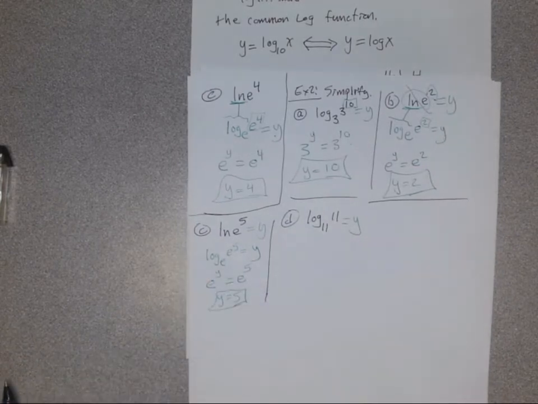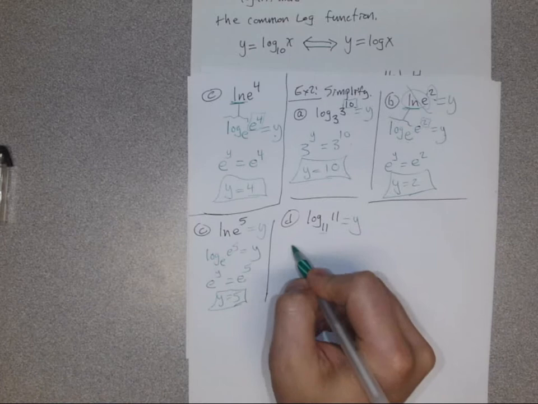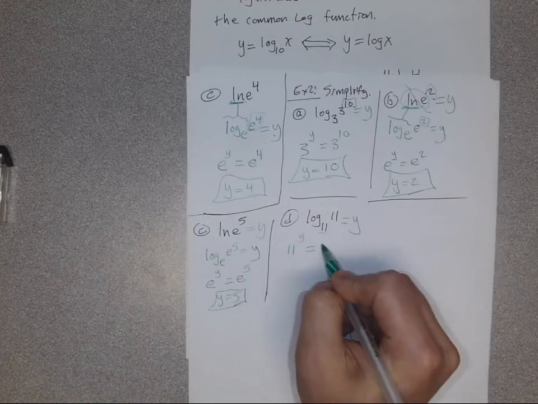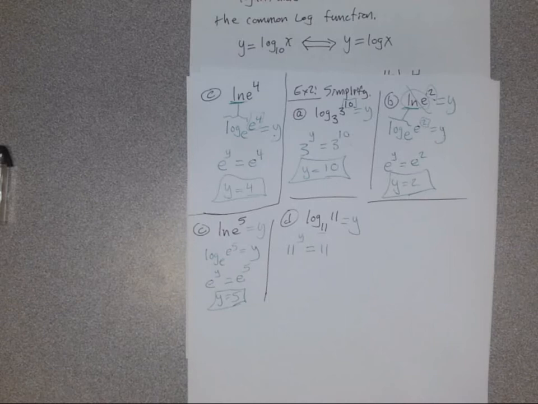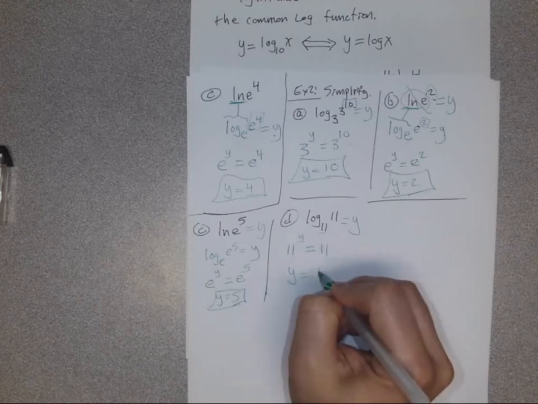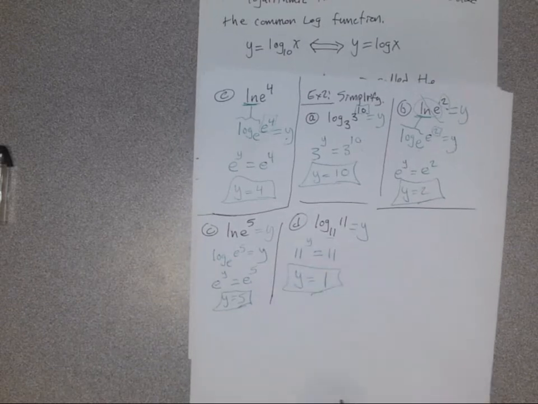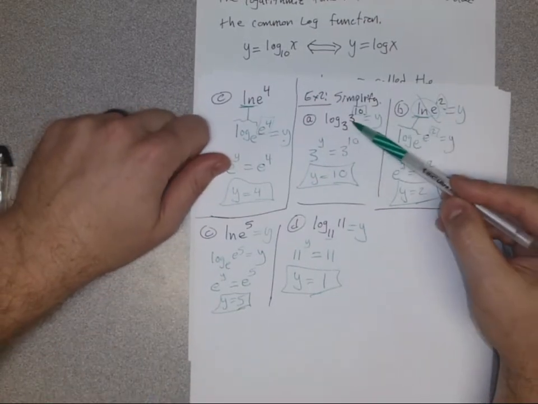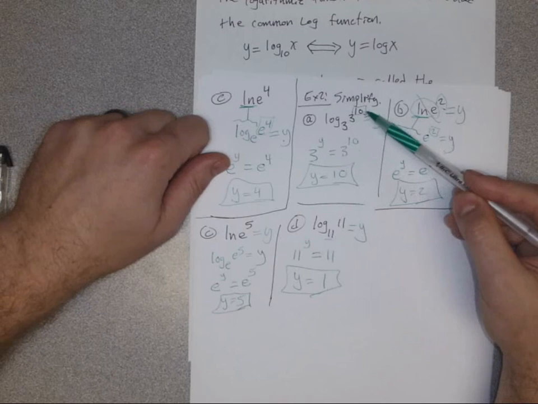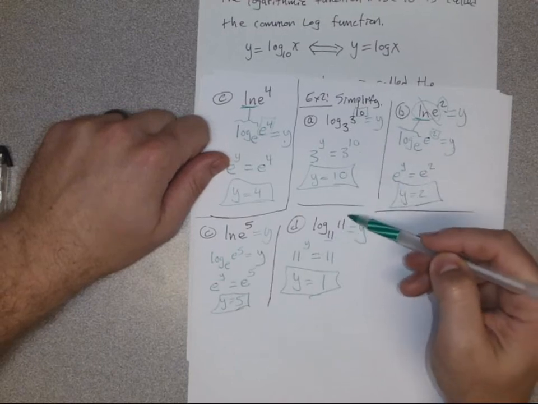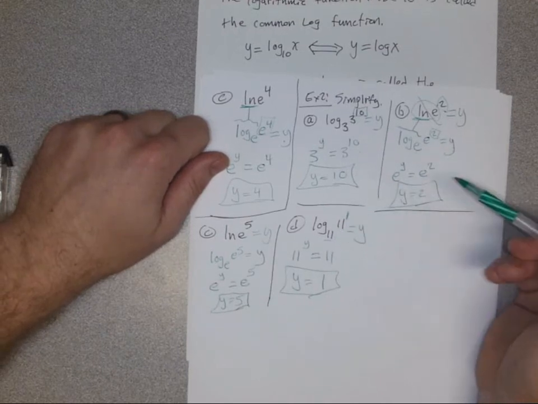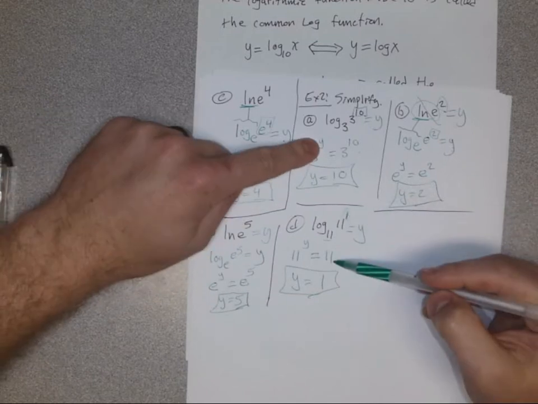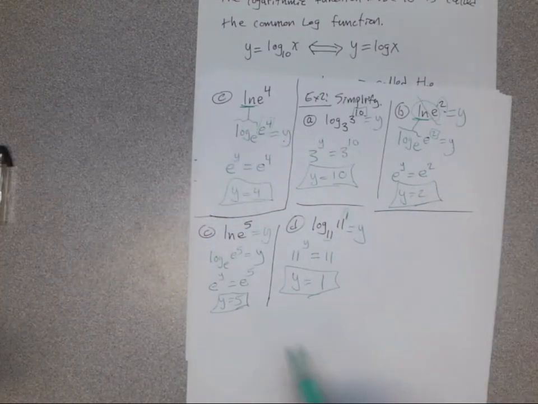So I know my base is 11. My exponent is y, and that's equal to what's left over, 11. So that means that y has to equal 1. If I come back up here, this 11 and 11 is the same as this 3 and 3, where my answer was 1. So this 11 is actually raised to a 1 power, so my answer is 1. So those are the same property, just with the 1, sometimes that throws you off.